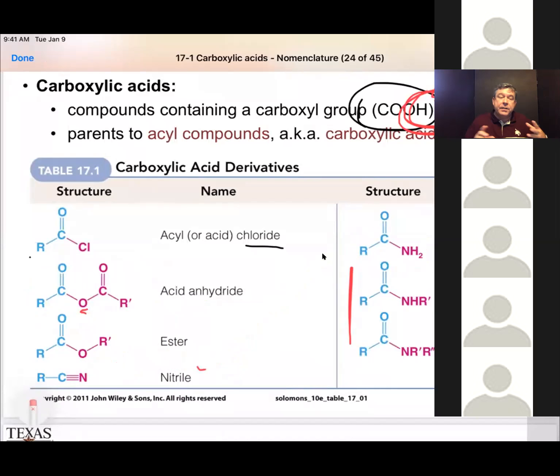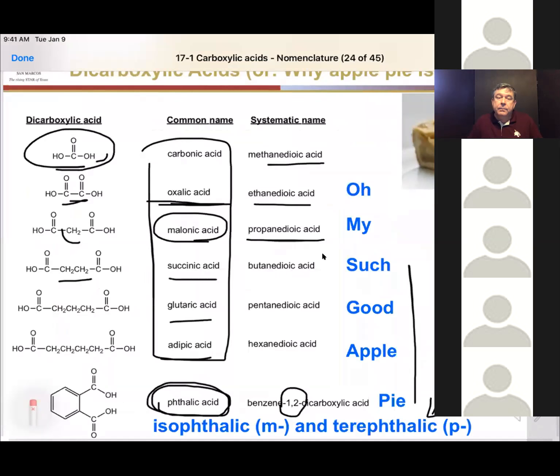Knowing how to name them, and that the diacids have common names. I like this mnemonic for remembering the multiple carbon systems: oxalic, malonic, succinic, glutaric, and adipic, with the mnemonic "Oh My, Such Good Apple." And then the dicarboxylic acids with phenyl rings start with phthalic, and then we have isophthalic and terephthalic. So knowing those common names is also important.